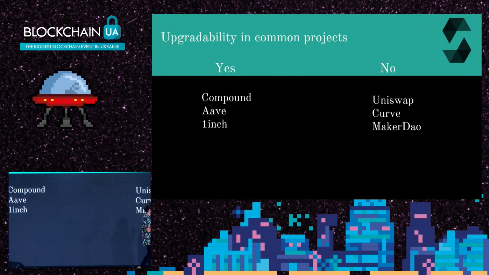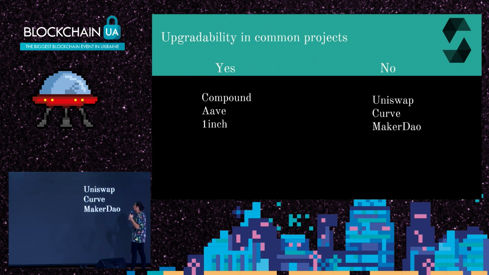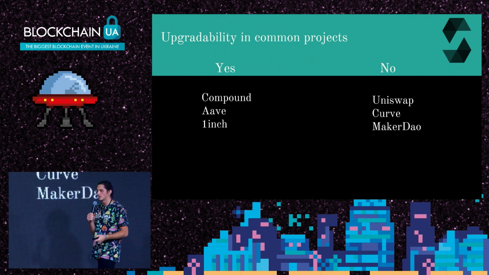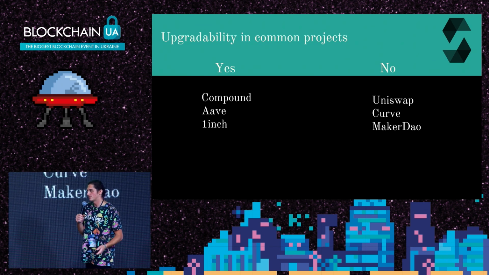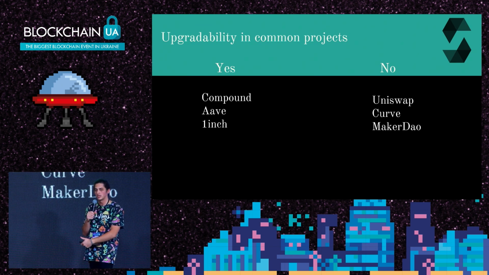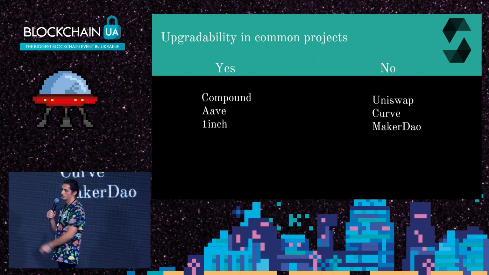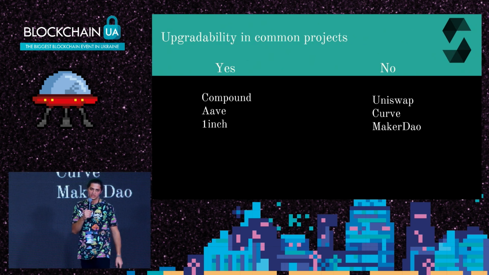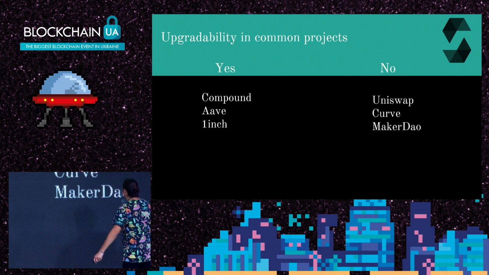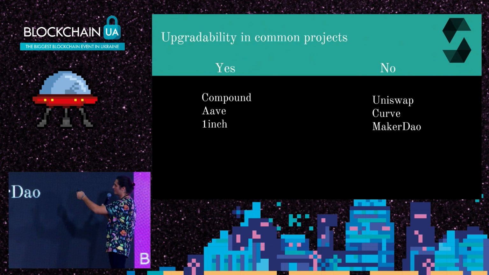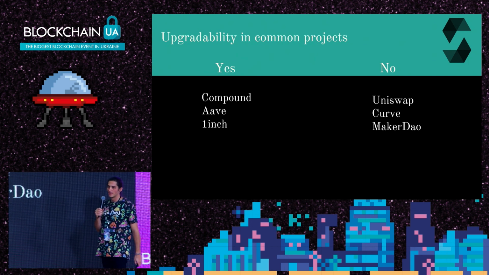And to say in the end, I checked a few major huge projects on the network, whether they have an upgradability system inside or not. And that's what I discovered. Compound, Aave, and 1inch, they do. They can upgrade their contracts. So be careful. And for example, projects such as Uniswap, Curve, and MakerDAO, they do not.